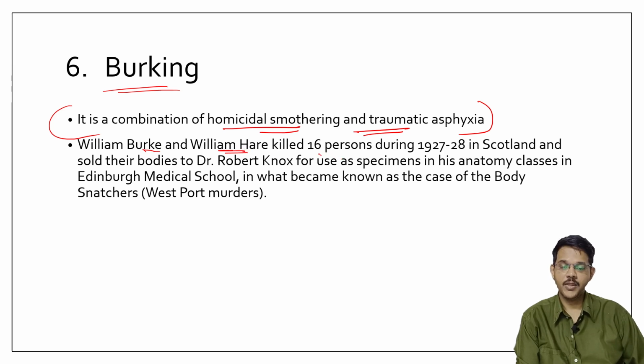They killed 16 persons during 1827-28 in Scotland and sold their bodies to Robert Knox for use as specimens in his anatomy classes in Edinburgh Medical School. So they are known as body snatchers, West Port murderers.